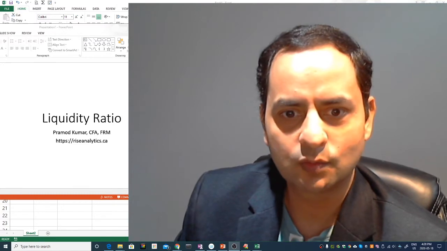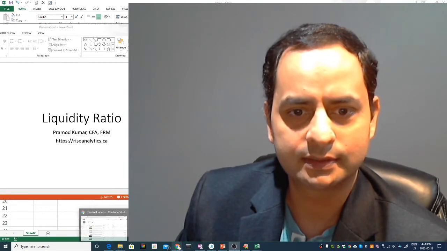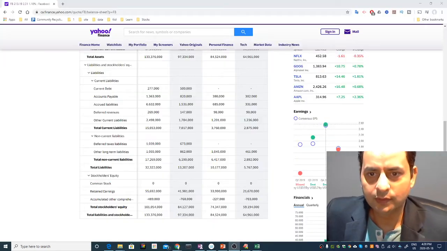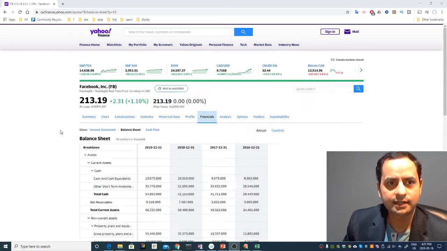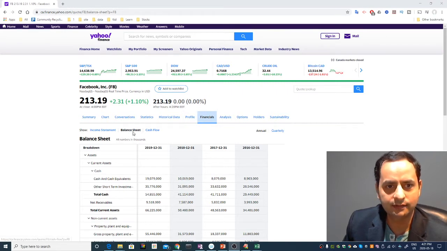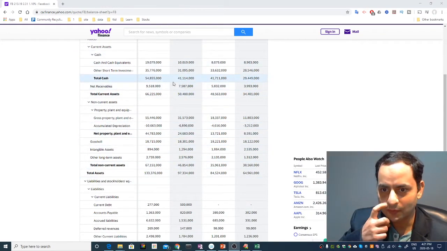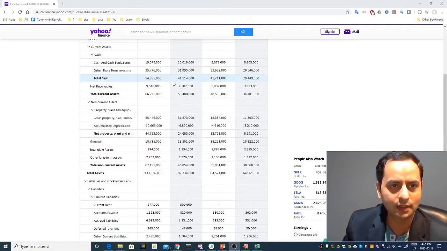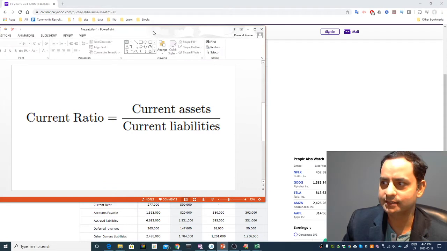So in this one, let's get some data out. This is Yahoo Finance, and I am in the financials section, and I have already clicked on the balance sheet. I have already reviewed how to read the balance sheet, so you can check my video on my channel if you don't know how. Let's start with the first ratio. The first ratio is the current ratio, which is the current assets divided by the current liabilities.